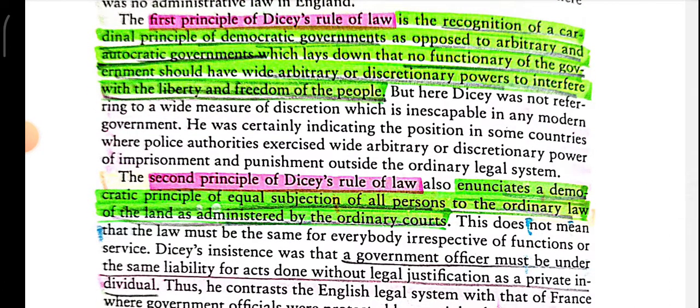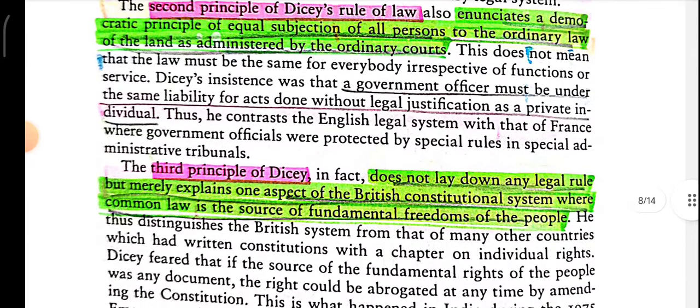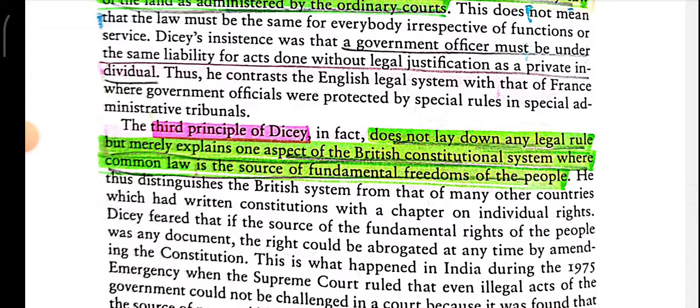The second principle of Dicey is based on equality. It also enunciates a democratic principle of equal subjection of all persons to the ordinary law of the land as administered by the ordinary courts. The third principle of Dicey, in fact, does not lay down any legal rule but merely explains one aspect of the British constitutional system, where the common law is the source of fundamental freedom of the people. He thus distinguishes the British system from that of many other countries which had a written constitution. Britain has no written constitution.